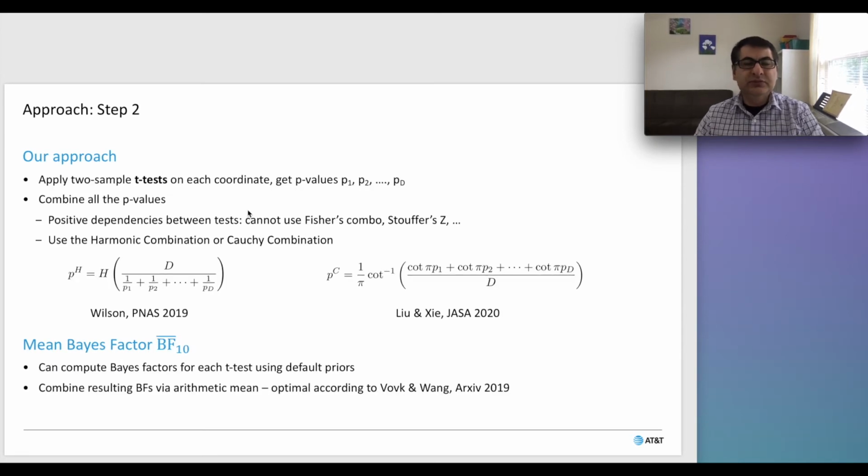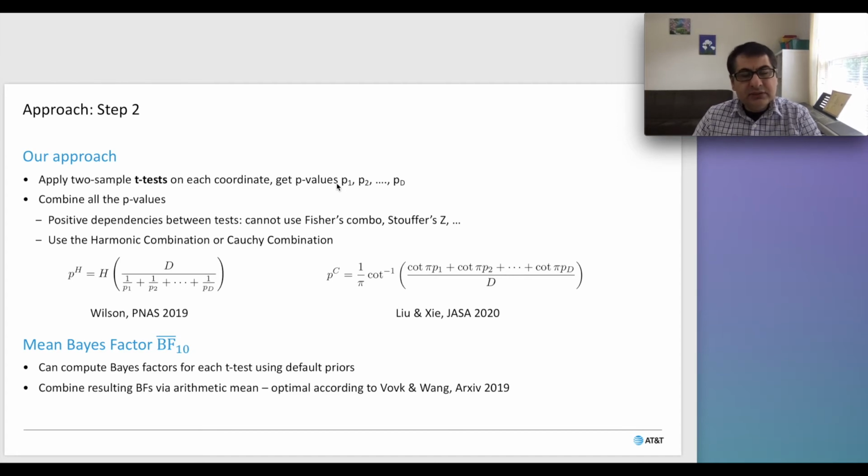Remember, our goal is to be able to compute the p-values easily. So what we do is we apply two sample t-tests on each coordinate of the embedding. This way we're going to get p-values for each coordinate, so there's going to be d of those p-values. At this point you might say, okay, I'm done, right? We have a global null hypothesis of equality, and then we can take those p-values and use the Bonferroni adjustment, and if any of them gets below the adjusted threshold for p-value, then we reject the global null hypothesis.